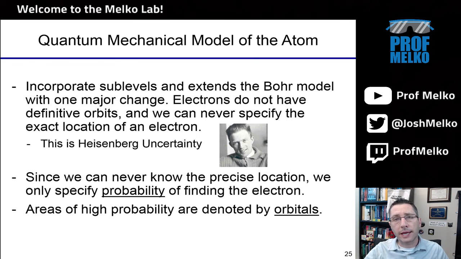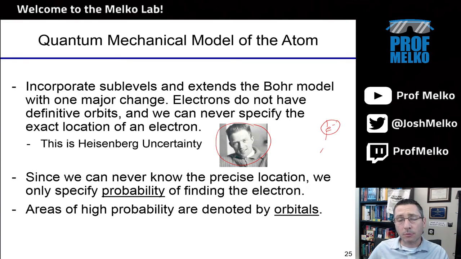And the quantum mechanical model of the atom sort of extends the Bohr model using one really large change. Okay, and that's all thanks to this creepy looking gentleman here, Heisenberg. And the Heisenberg uncertainty principle suggests that we can never know the exact location of an electron. Right? So it's not exactly correct to draw these little electrons in this orbit as being exactly here. Okay, it turns out we can't actually know that. We can never know the precise location.